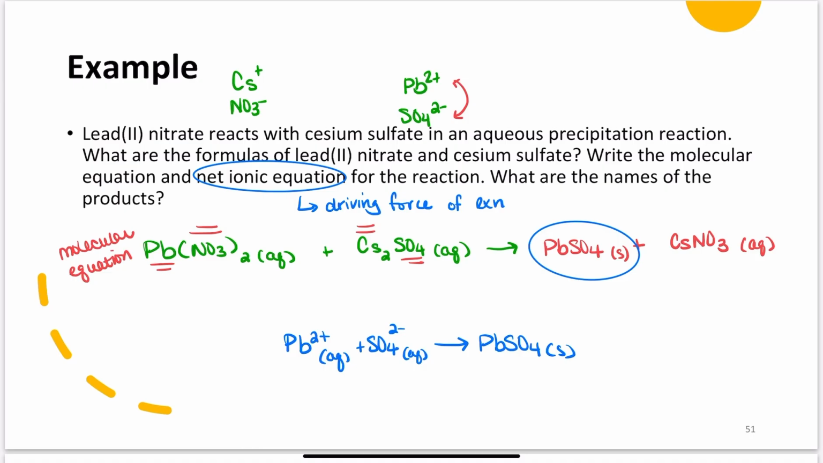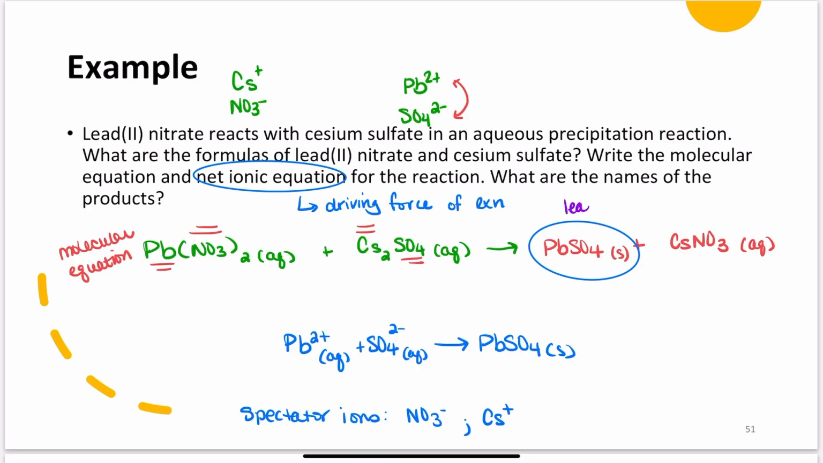I can very quickly look at this and say, oh, you know what? My spectators are my nitrate ion and my cesium ion. They're not in that net ionic. The last thing I need is the names of my products.